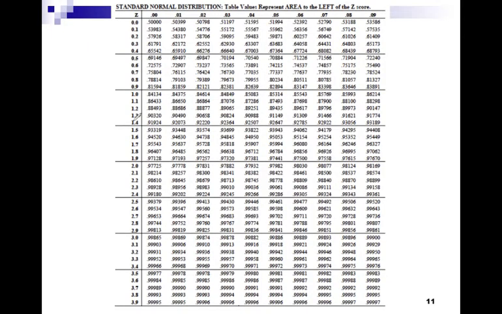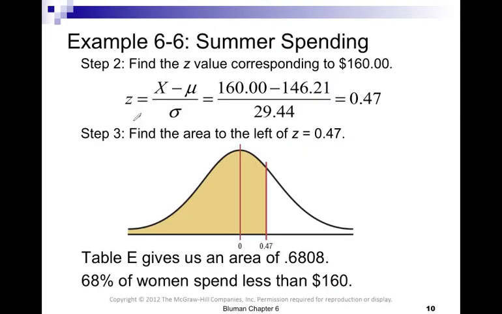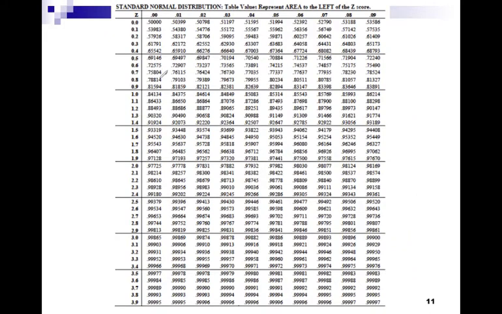And let me go back because I forgot. 0.47. So we go up here to 0.4 and we go across. Again, we did this the other day. We go across and we look down here at 7, so that's 0.47, and that's where that number 0.68082 comes from.